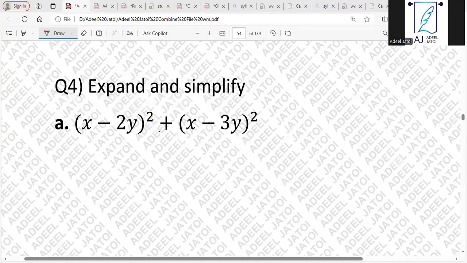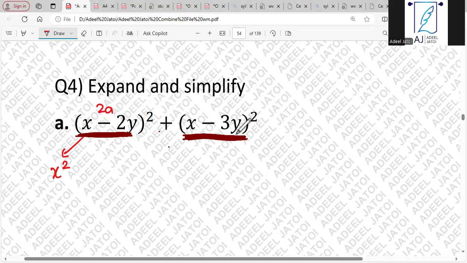Okay. Let's work with question number 4, part A. Now we see that we have 2 brackets here, right? And these brackets are going to open the same way. So this will be opened as what? The normal a square minus 2ab plus b square, and this will be opened separately as a square minus 2ab plus b square.